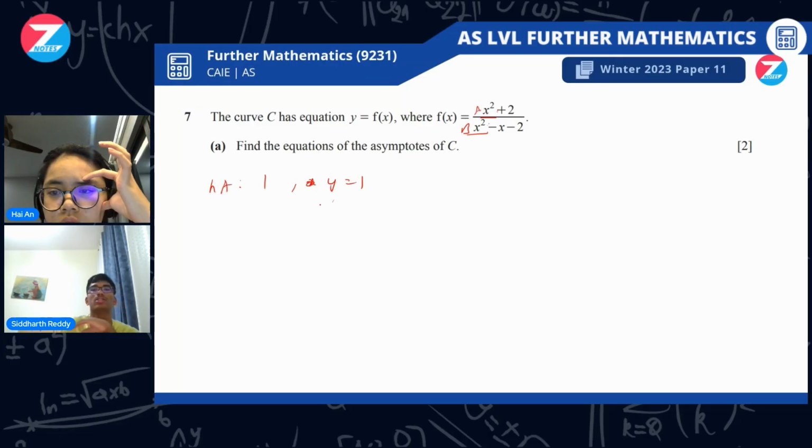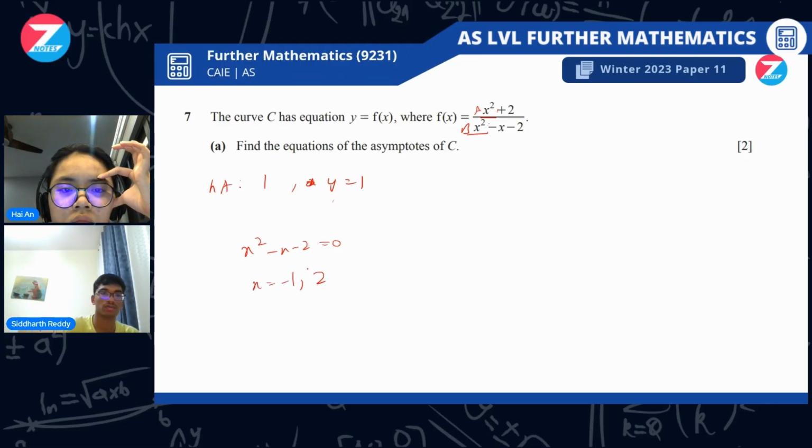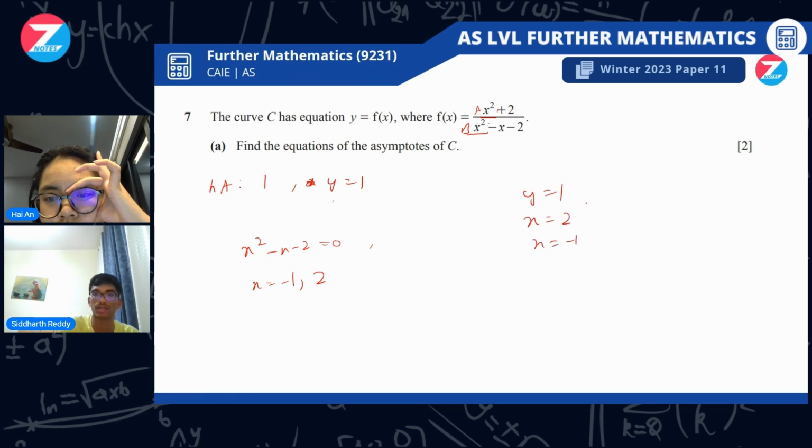That's a horizontal asymptote. And equate the denominator to 0, so x squared minus x minus 2 is 0. Just solve it, and you get x is equal to minus 1 and 2. So these are the three asymptotes: y is equal to 1, x is equal to 2, and x is equal to minus 1.